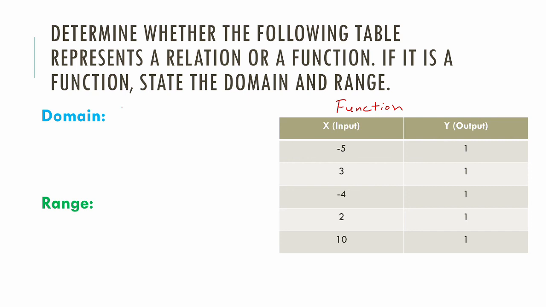So when I'm listing my domain, we're going to list all of our x's: negative 5, 3, negative 4, 2, 10. That's great. And then for my output, I only need to put 1, because that is the only value in my range. So every number I plug in is going to give me an output of 1.